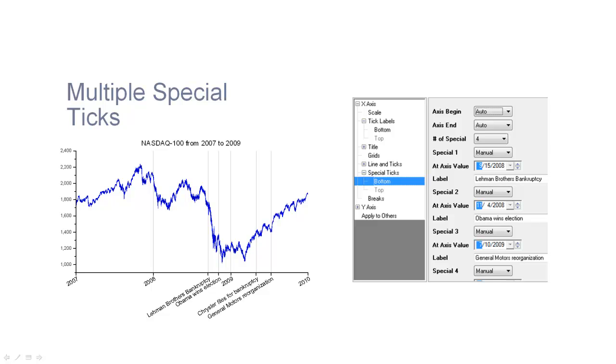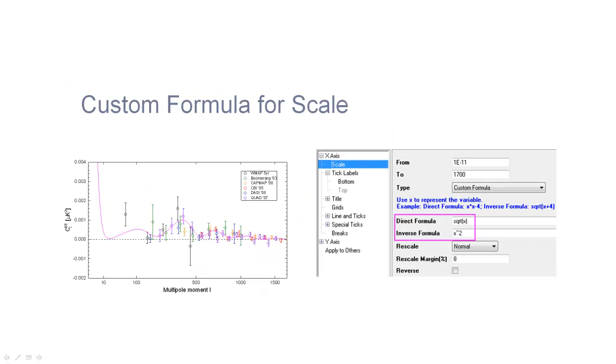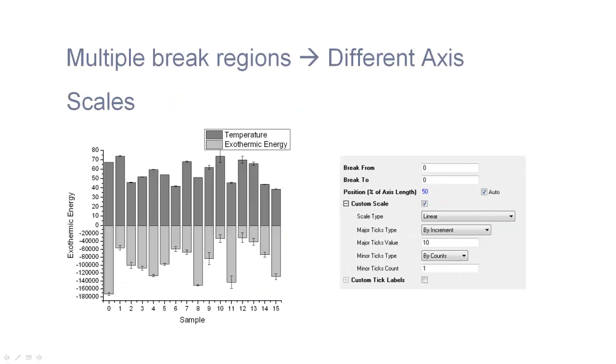You can define multiple tick positions and give each of them a custom label. You can define your axis scale with a custom formula. Since we have added support for multiple break regions, you can create different axis scales.